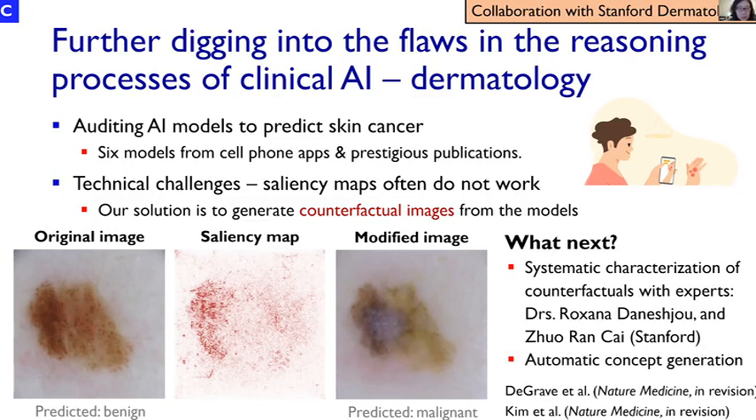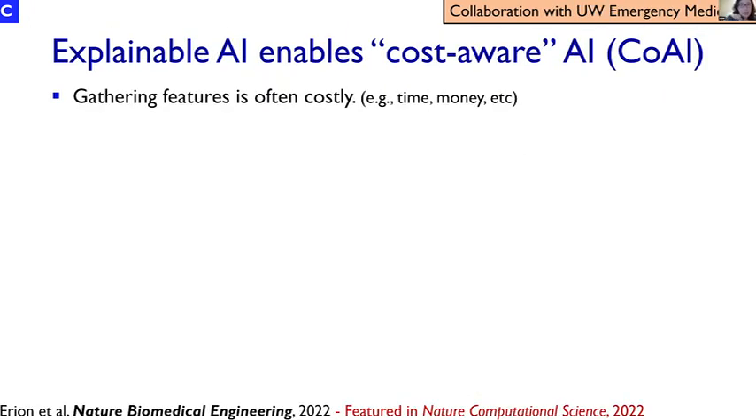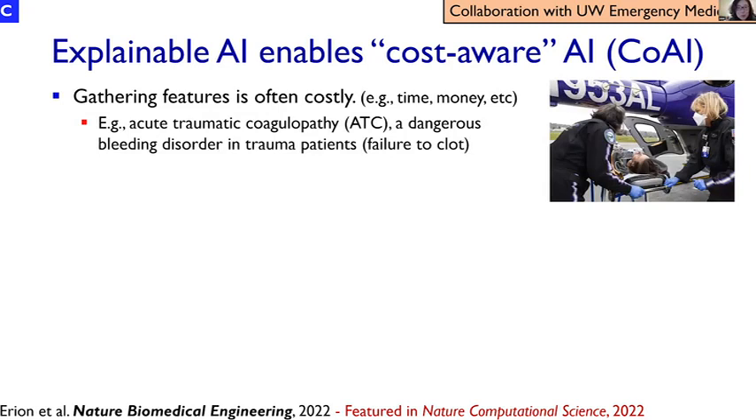Okay, so now we also showed that explainable AI can help us make clinical AI more cost aware. In much of the clinical AI literature, the focus is on getting better prediction performance and celebrating good accuracies, 99%, 95%. However, if you really think about how these clinical AI models are used, it's obvious that in some situations, gathering features is often costly and hard.